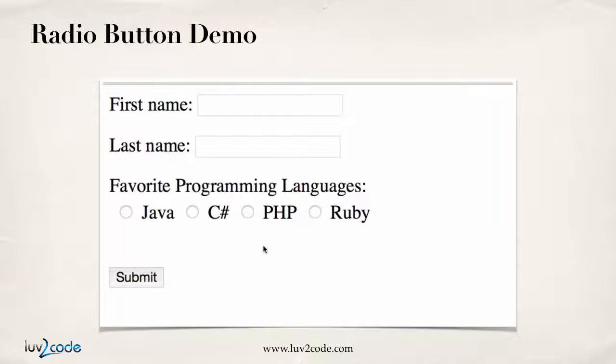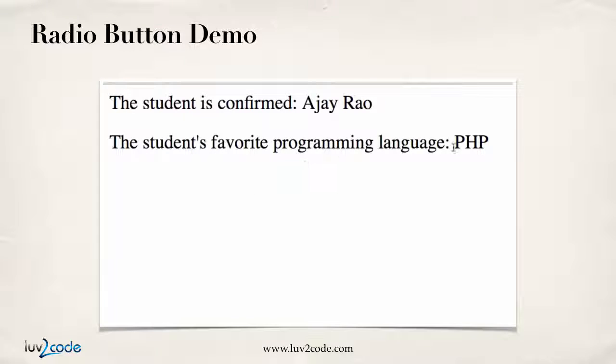All right, so here's the radio button demo. So we'll have the student's first name and last name, but now we want to have the student choose their favorite programming language. So here we'll give the first name and last name, and then they can go through and select their language, Java, PHP, C#, or Ruby. Once they have their favorite language selected, then they can go ahead and hit submit. And what we'll do is we'll actually generate a confirmation page with the language that they selected. So here I give the student's favorite programming language. In this example, the user chose PHP.